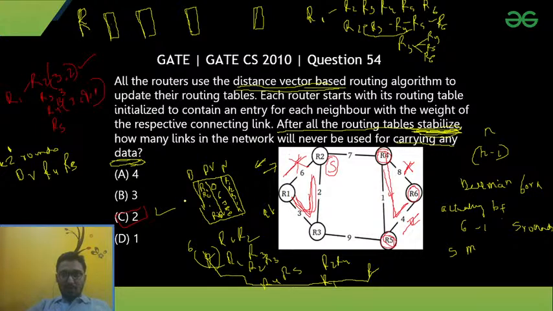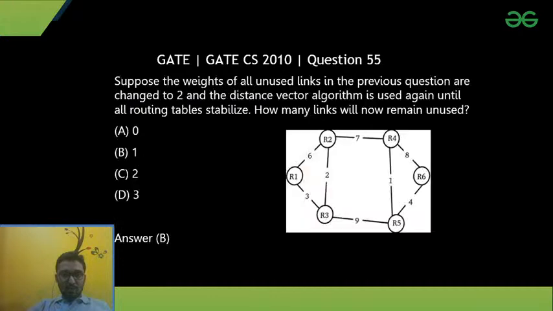So let's jump to our next question. The next question is also related to this question, as long as I remember. Yeah, so what they asked is, suppose the weights of all unused links in the previous question are changed to 2 and the distance vector algorithm is used again until all routing tables are stabilized. How many links will now remain unused? So what they told us is that the links that were unused in the previous question were R1 and R2, and R4 and R6.